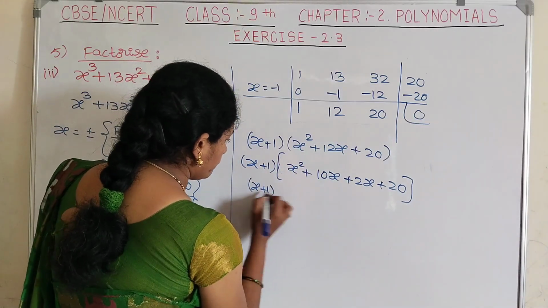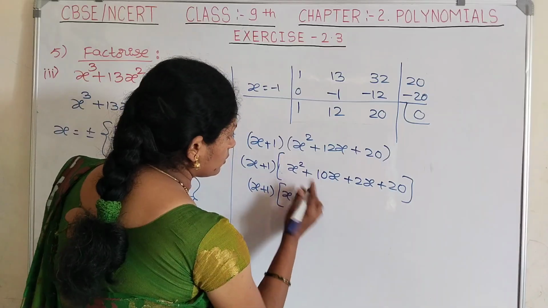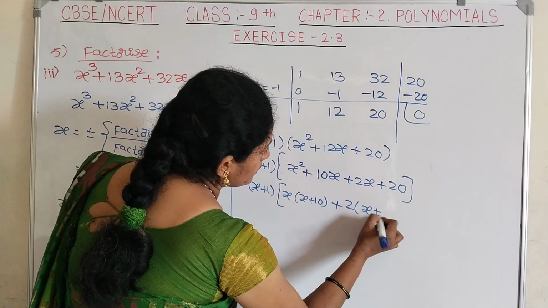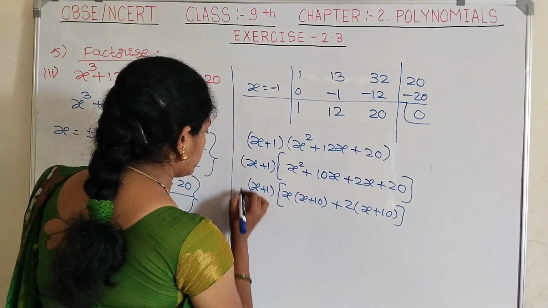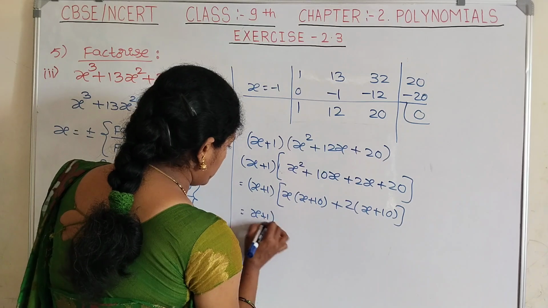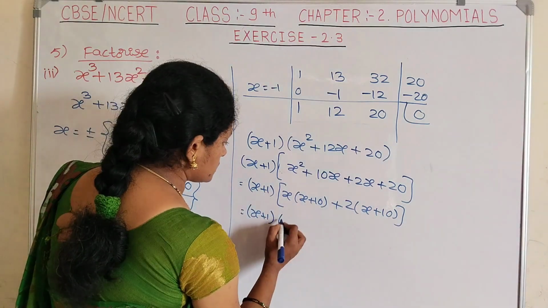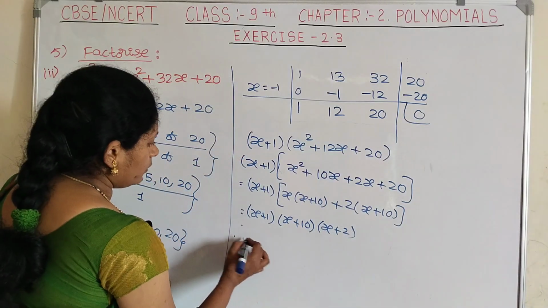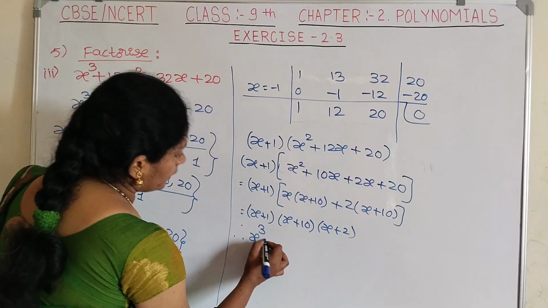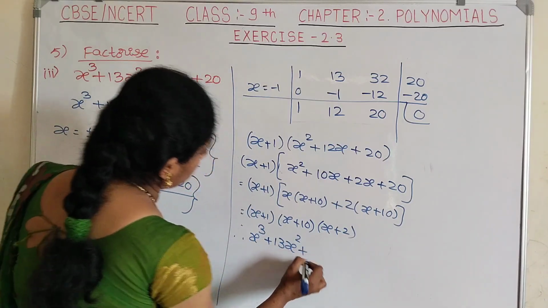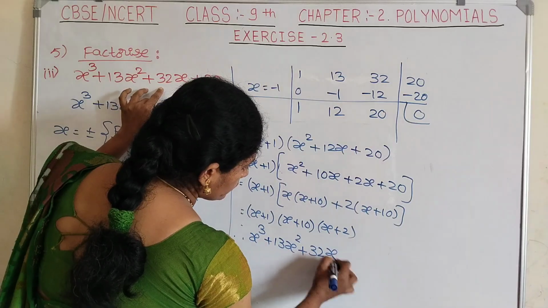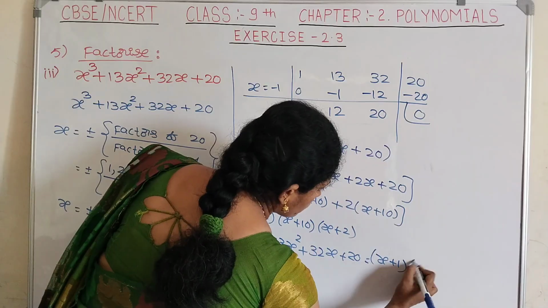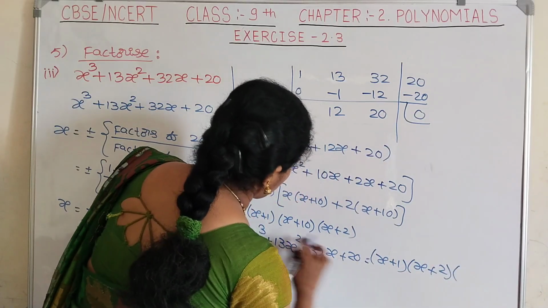x plus 1 into, take x common, x plus 10, plus 2 common, x plus 10. X plus 1 into x plus 10 into x plus 2. Therefore, x cube plus 13x square plus 32x plus 20, which can be written as x plus 1 into x plus 2 into x plus 10.